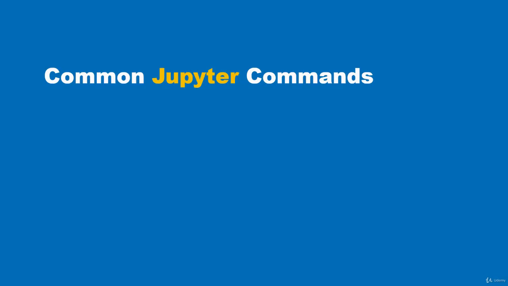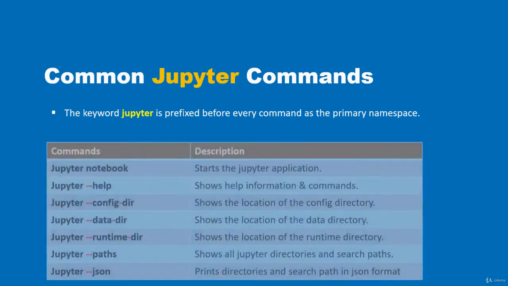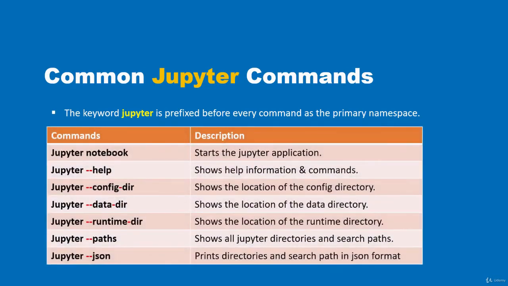All Jupyter commands are prefixed with the keyword Jupyter before the sub-commands are issued. The Jupyter keyword basically is the primary namespace for all sub-commands. Let's take a look at a table showing some common Jupyter commands. So this is a table here, and we have some useful and commonly used Jupyter commands.